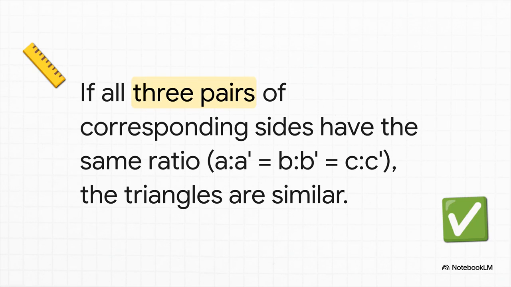First up is SSS, or side-side-side. This one's the most straightforward. If you can show that the ratio for all 3 pairs of matching sides is exactly the same, boom, the triangles are similar. You don't even need to know the angles.